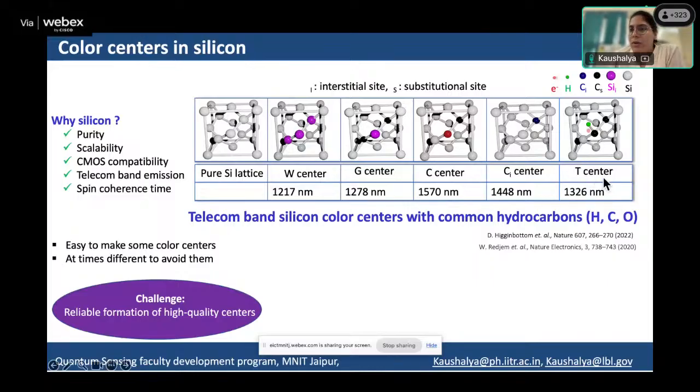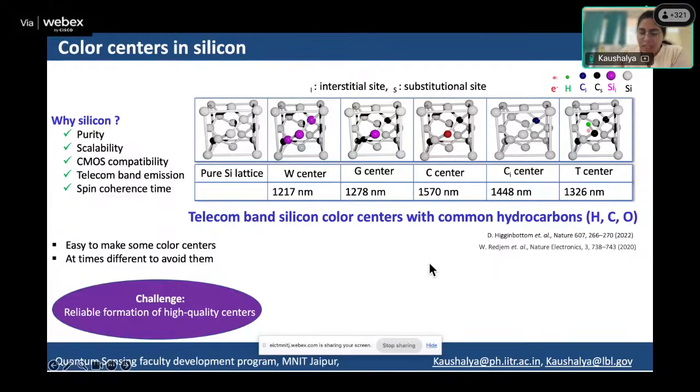Another really popular color center in silicon is the T center, which forms when you have two carbon atoms, one silicon, one hydrogen, and a free electron in the vicinity. This kind of structure is widely known, and it comes in really handy because of this free electron. Now you can do similar things as you do with the NV center, because you have electron spin and you can exploit that.